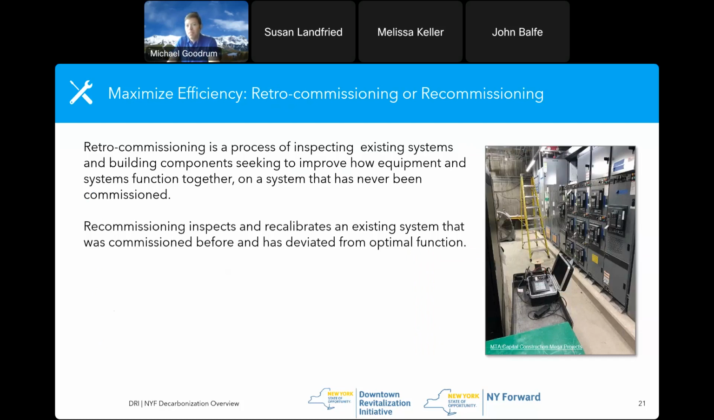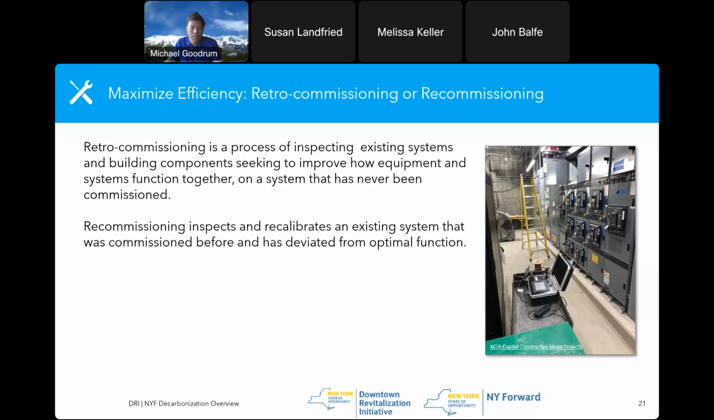And then maximizing efficiency is another piece. Here, highlighting retro-commissioning or recommissioning as some key ways to do that. Basically, they both are achieving the same thing, which is essentially tuning up the building and the systems to make sure that they're working as efficiently as they can. Retro-commissioning is going in and commissioning a system that never was in the first place, right? So maybe it got installed, nobody ever commissioned it and made sure it worked like it was designed to, and it's been 10 years, and now you go back and actually tune it up and make sure it works the way it was meant to from the beginning.